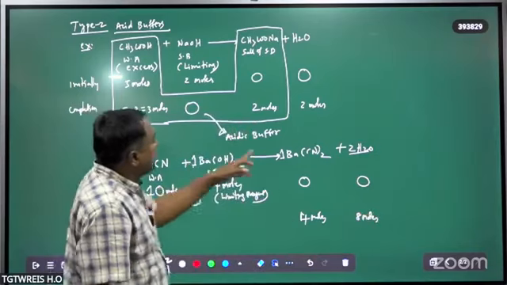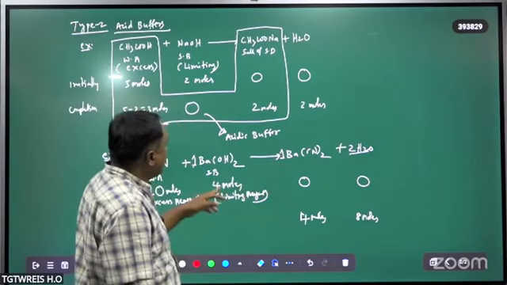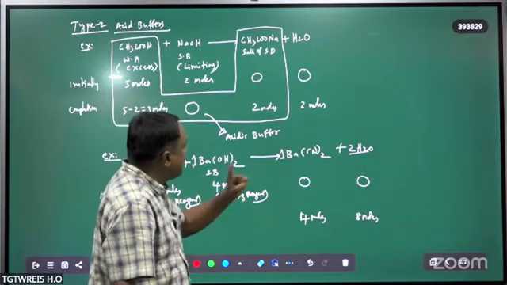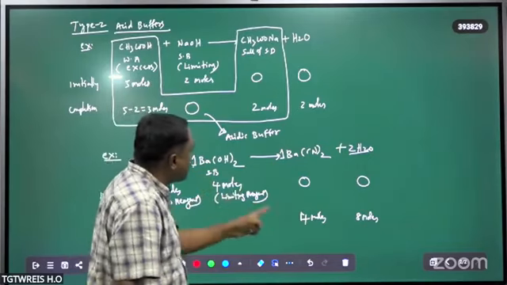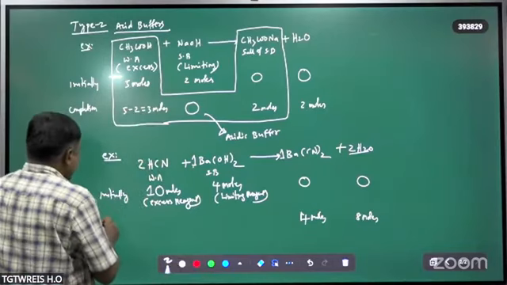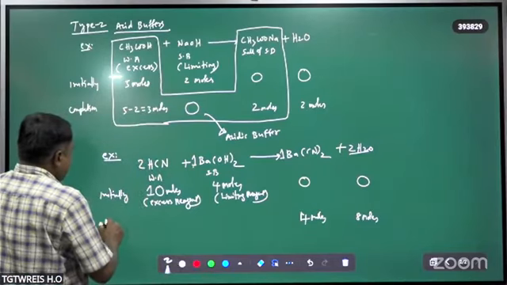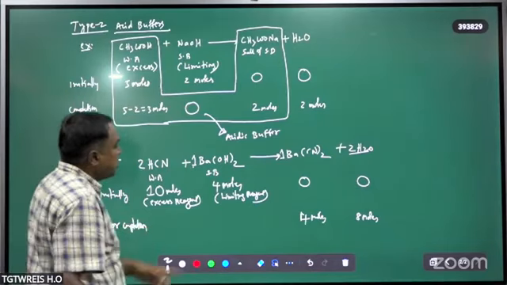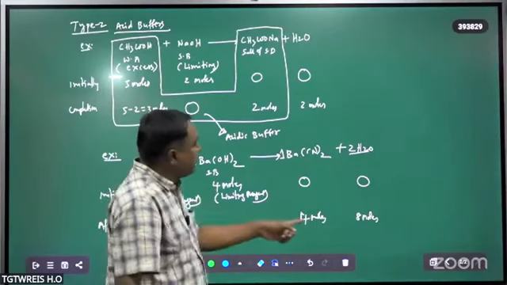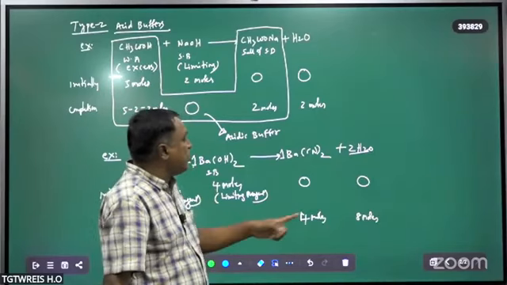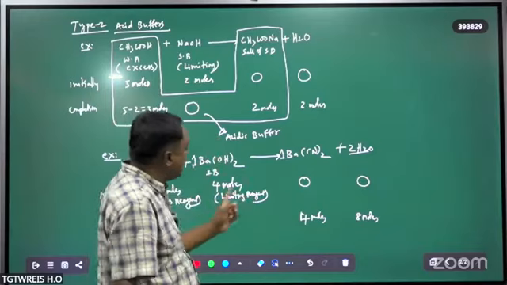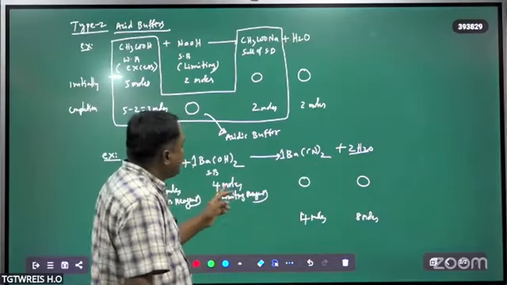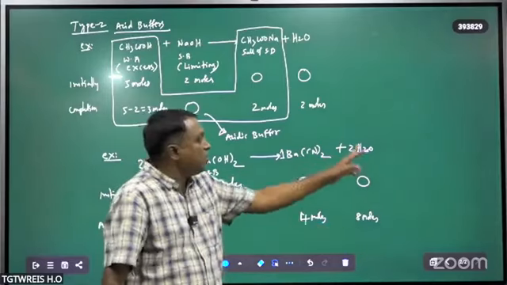So for 1 mole you will get 1 mole of barium cyanide. For 4 moles you will get what now? 4 moles. After completion of the reaction, 4 moles of barium hydroxide form how many moles of barium cyanide? 4 moles of barium cyanide, because for 1 mole you get 1 mole. For 4 moles you get 4 moles. For 1 mole of barium hydroxide you get 2 moles of water. For 4 moles you get 8 moles of water.